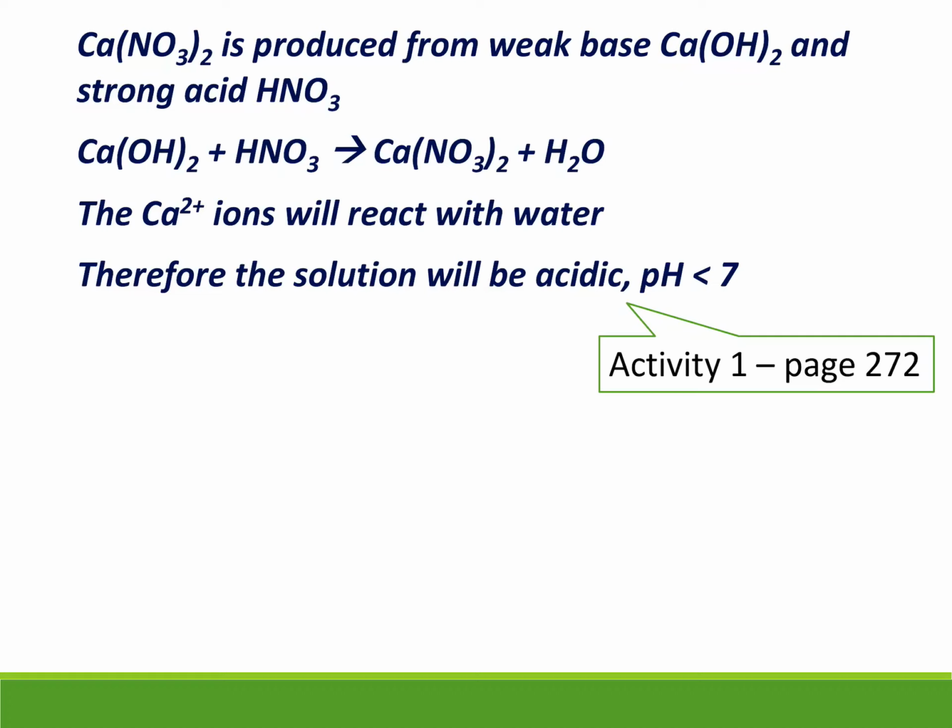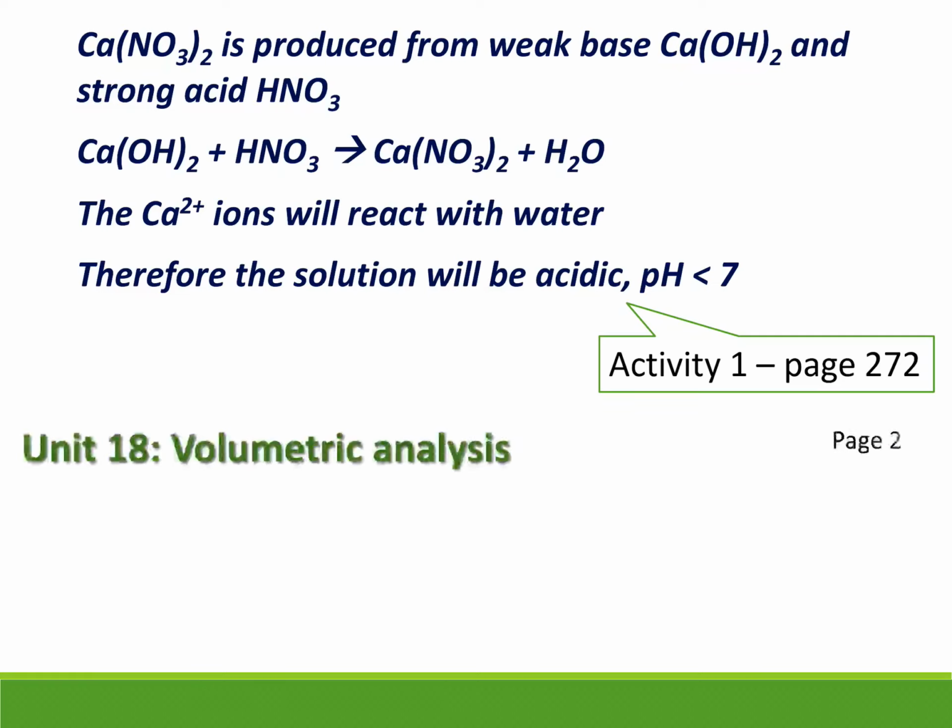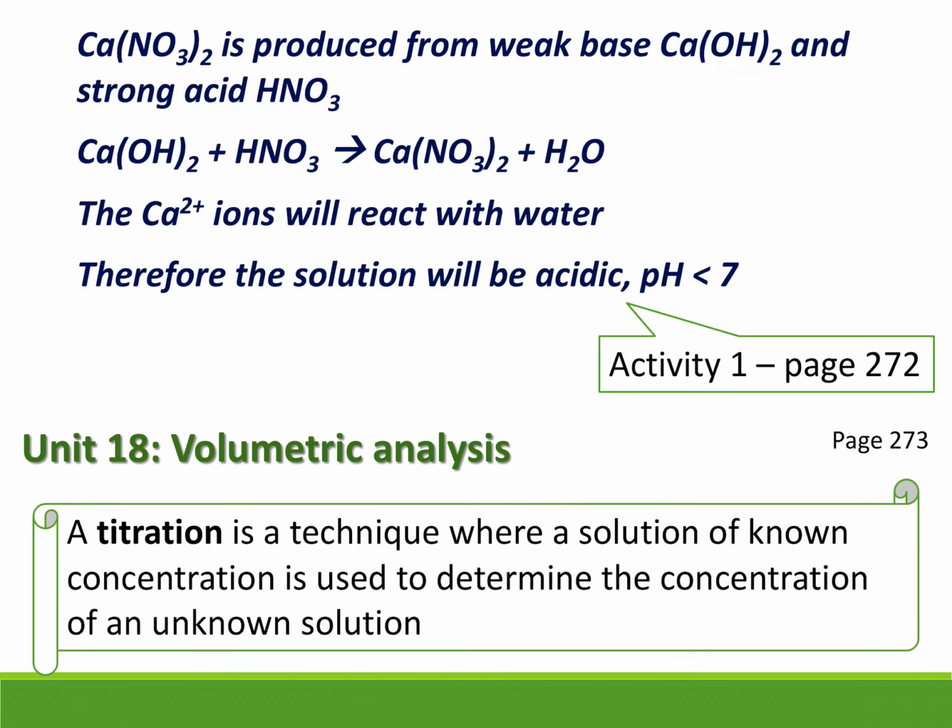On the acids and bases, we're going to look at volumetric analysis. What we're going to look at is a technique known as a titration. A titration is a technique. It is not a type of reaction. It is simply the process we use in order to get to know an unknown solution's concentration.